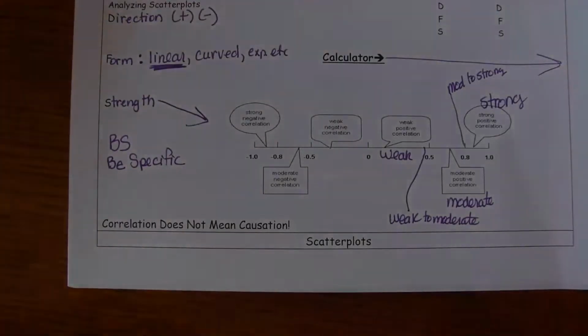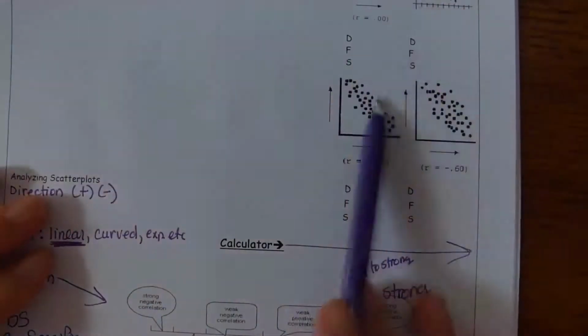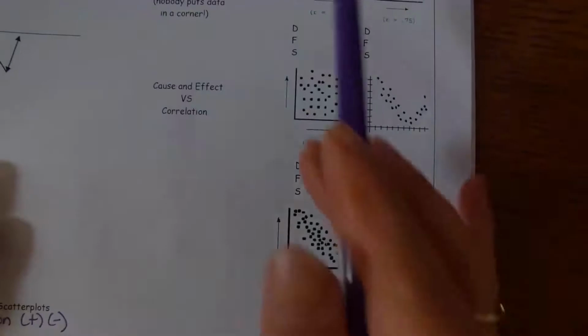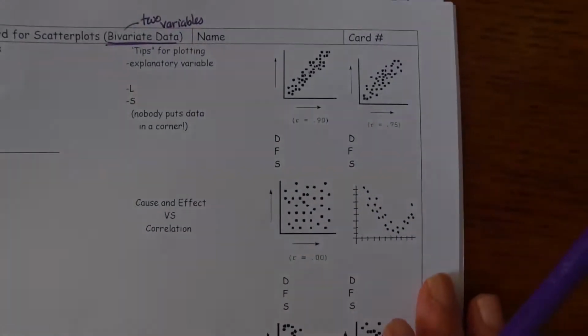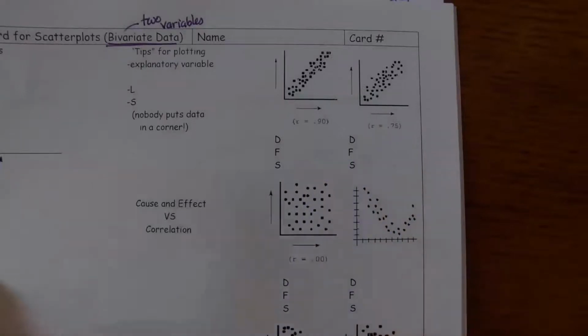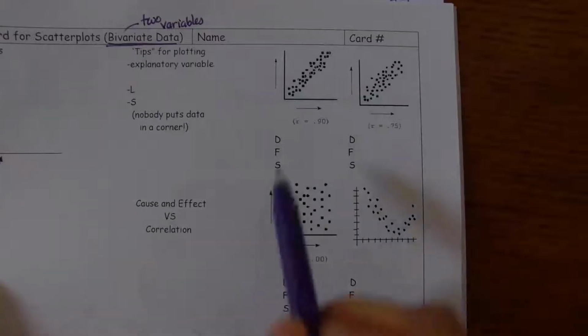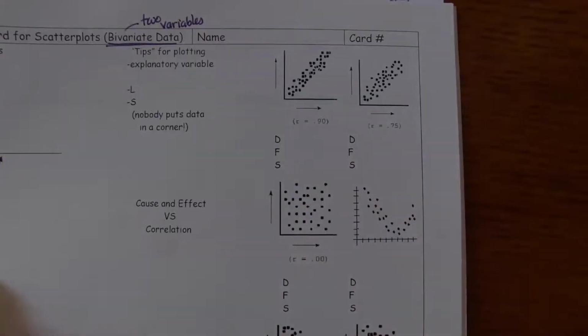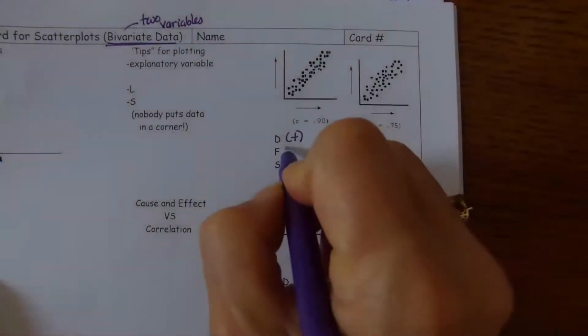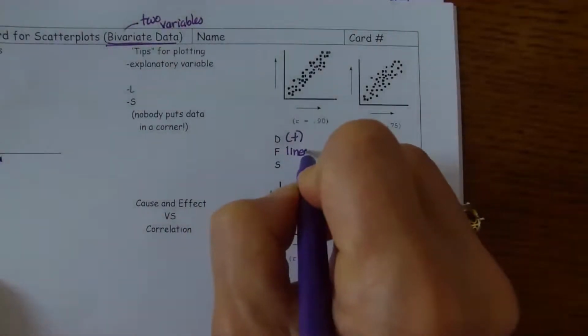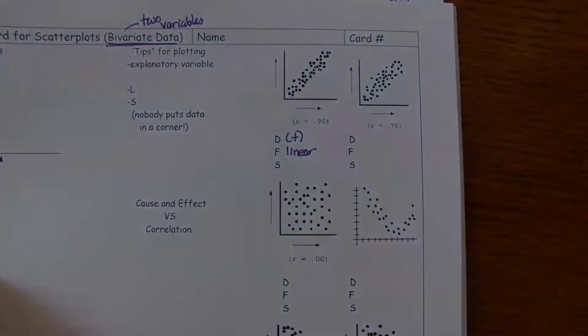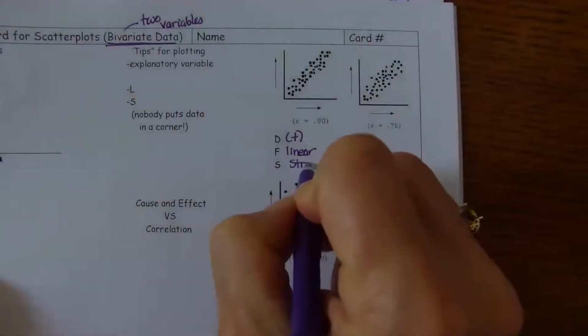Okay. I'm going to do these. I'm kind of going backwards, but I think it helps to look at these before we make our own. So let's look at these little pre-done pictures and see if you can describe the DFS. What's the DFS? Direction, form, and strength. So what's the direction here? Positive. What's the form? Does it look linear to you or curved? What would you call it? Strong or moderate to strong? Strong. This is a strong relationship.